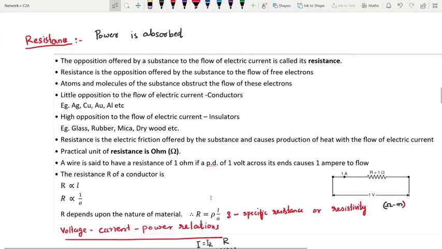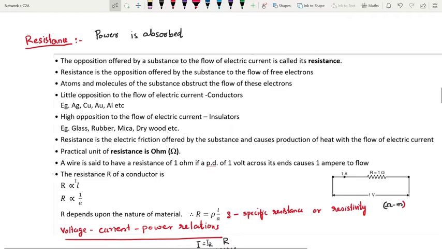The resistance of a conductor depends on several factors. It depends on the length of the wire, the area of cross section of the wire, the nature of the material, and the temperature of the conductor. So the resistance value is directly proportional to the length of this wire, L. Resistance is inversely proportional to the area of cross section of the wire. It also depends on the nature of the material. It is represented by rho.